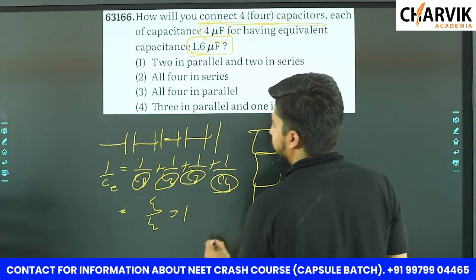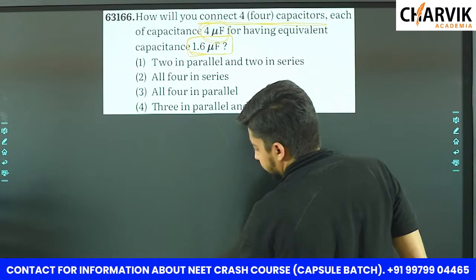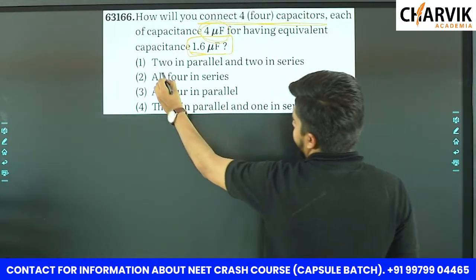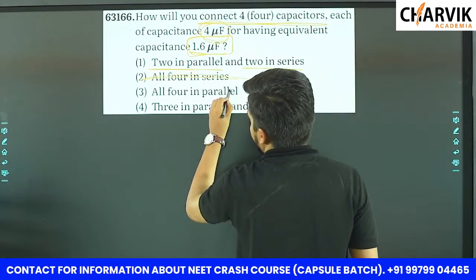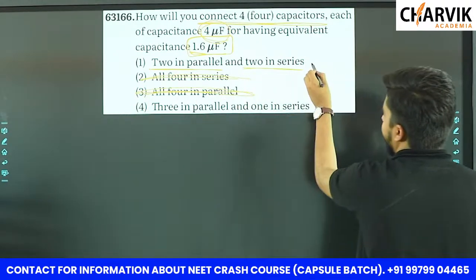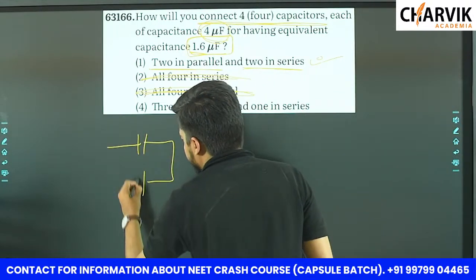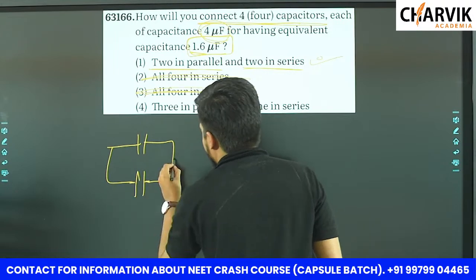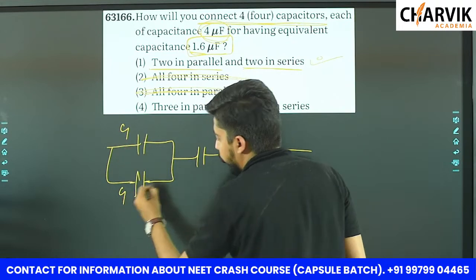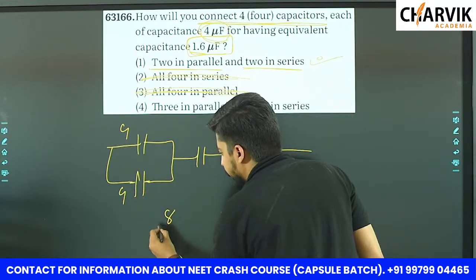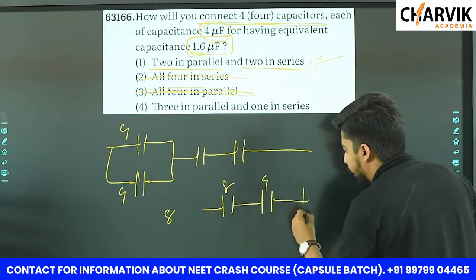If you check the other option, let me just clear it. Yes. So in the first option, they are saying 2 in parallel and 2 in series. And right now we are checking this first option. So 2 in parallel and 2 in series, 4 and 4. 4 and 4 in parallel becomes 8. So it will be a capacitance of 8. Here it will be 4 and here it will be 4.